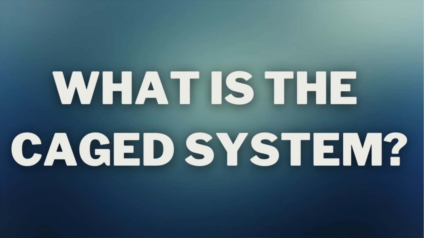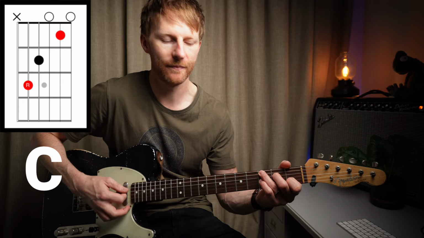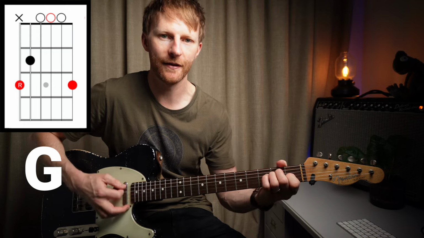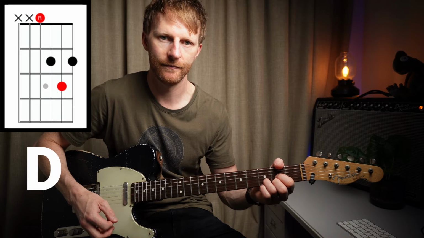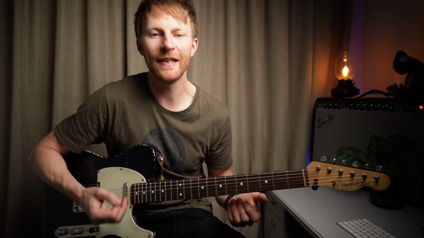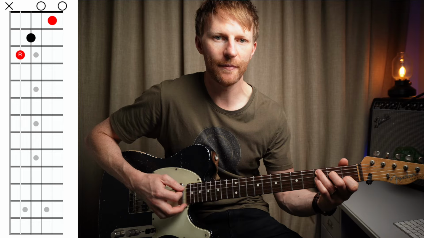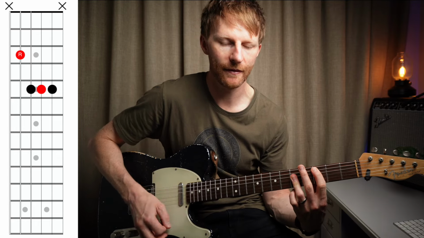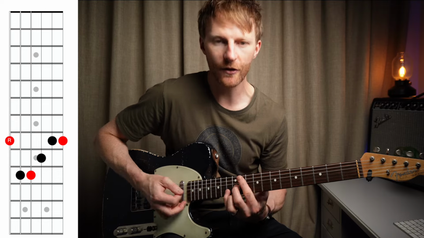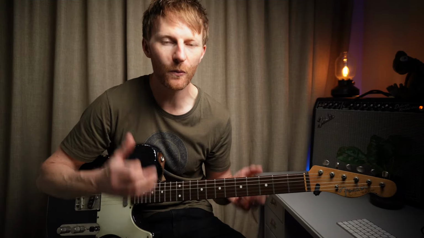First of all, what is the CAGED system? So the CAGED system is based around the 5 essential shapes: C major, A major, G major, E major, and D major. The idea is that, for example, if we're in the key of C, we can play C major in 5 different positions on the fretboard. C using the C shape, C using the A shape, C using the G shape, C using the E shape, and C using the D shape. Now you can do this with each of the other shapes as well as all other keys.